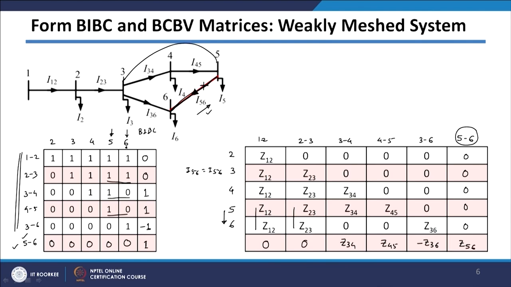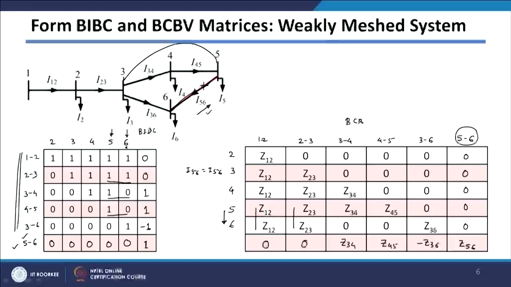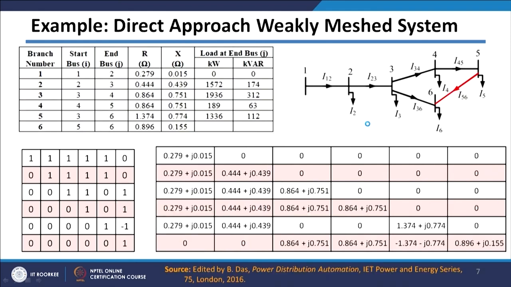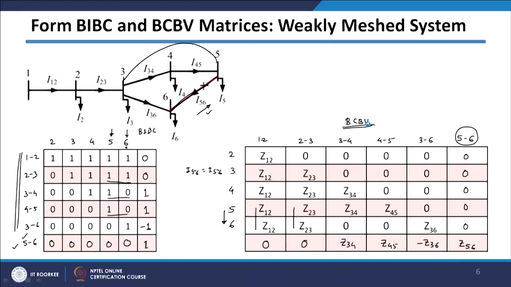So, you can see that by using this logic you can add many more branches into your system, which makes your system weakly meshed. So, we have got this BIBC and BCBV matrix, and we have seen the algorithm also, how we can modify your radial BIBC and radial BCBV matrices so that we can get them for a weakly meshed system, depending upon which lines are making loops.